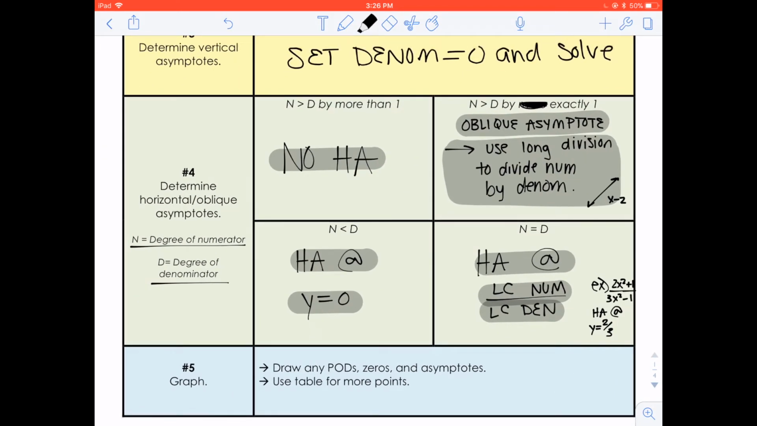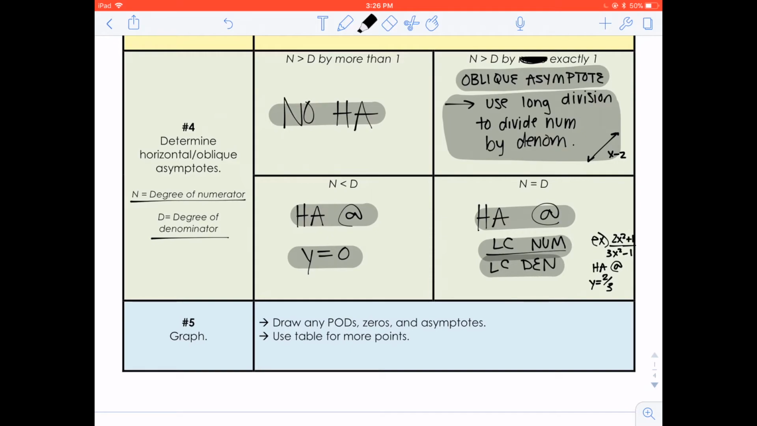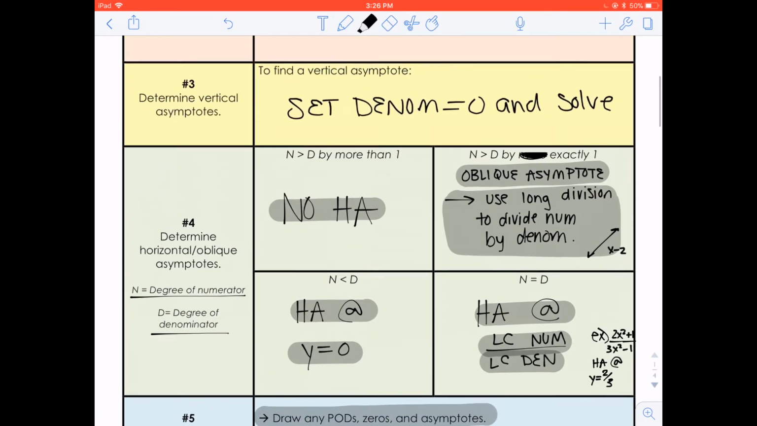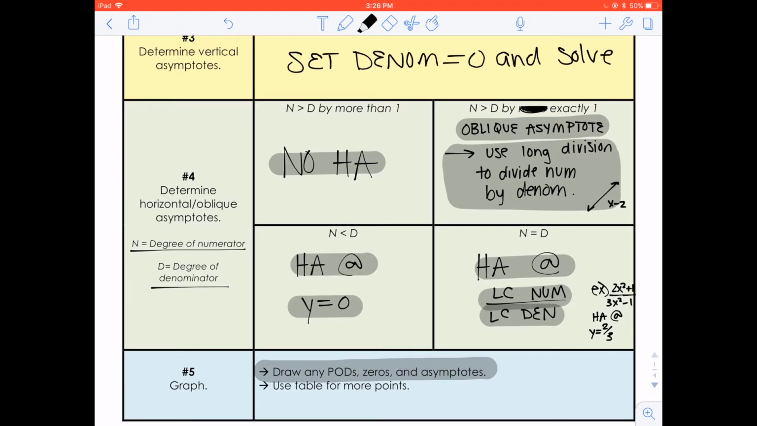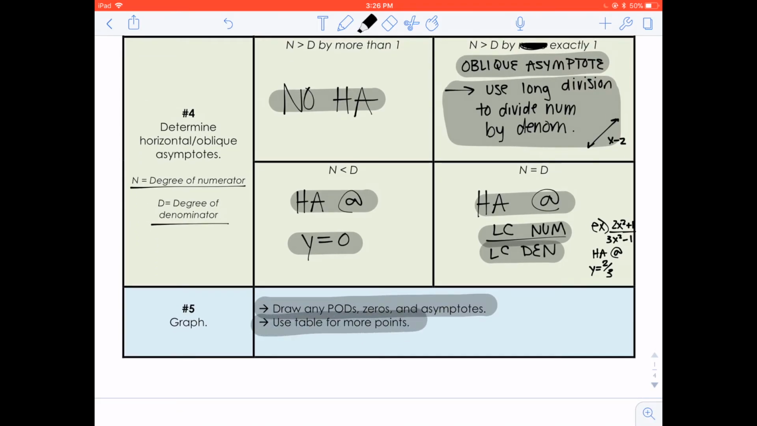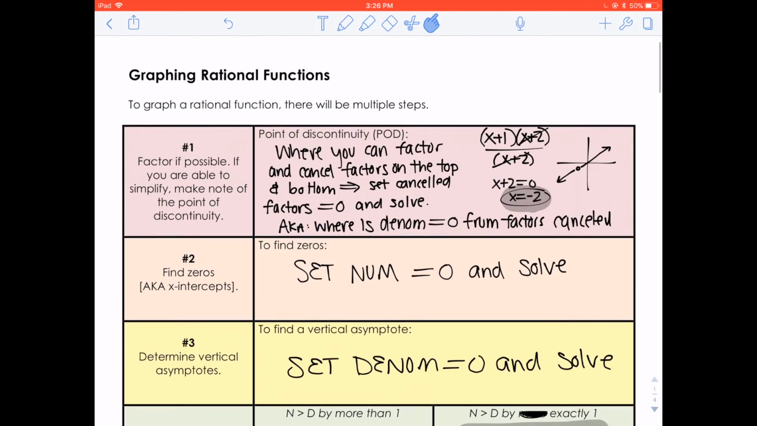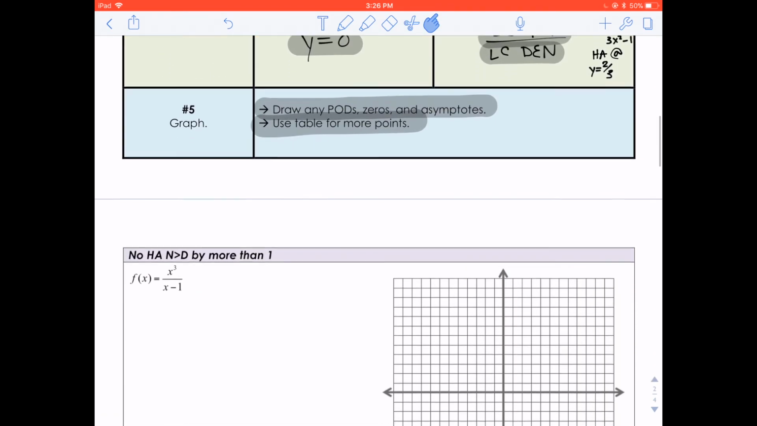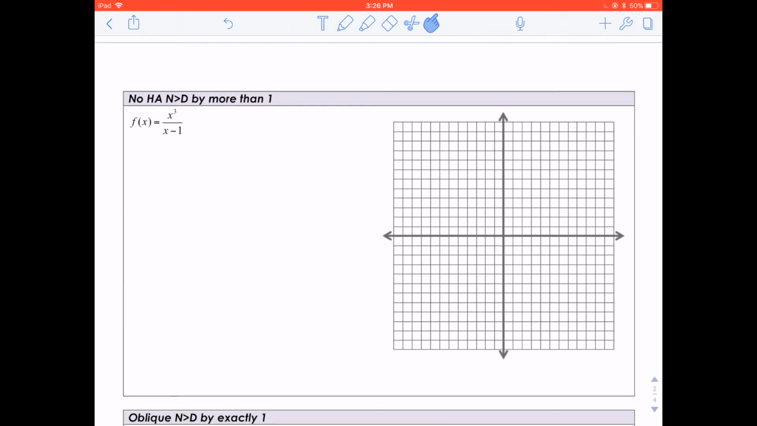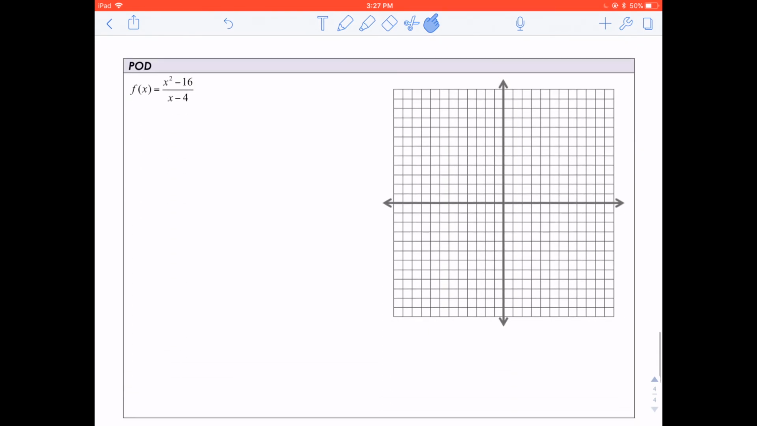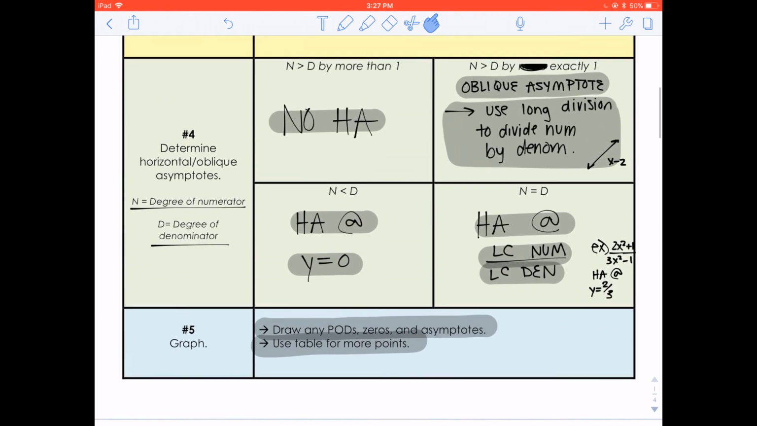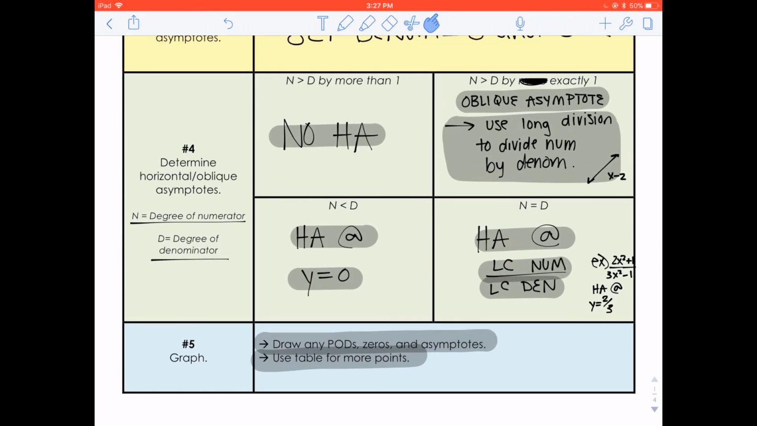All right, and then once you get through that horizontal asymptote, which is the hardest part, now you're just down to graphing. So you're going to draw any of the PODs, zeros, or asymptotes that you found in steps 1 through 4. And then all you do is use a table for a couple more points and graph. I know a lot of that was hard to understand without examples. So if we go through the notes, these notes are identical to the examples in the book, so you can use the book if you weren't in class. We're going to go through each type of asymptote and the PODs, so that'll make more sense.